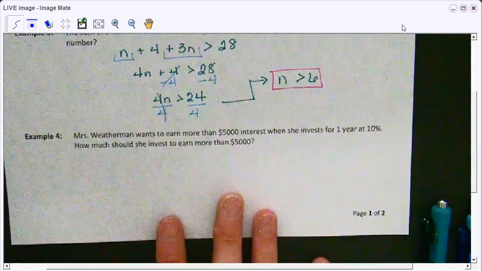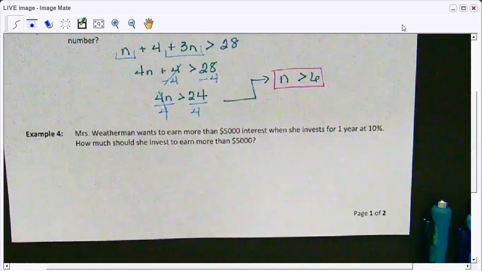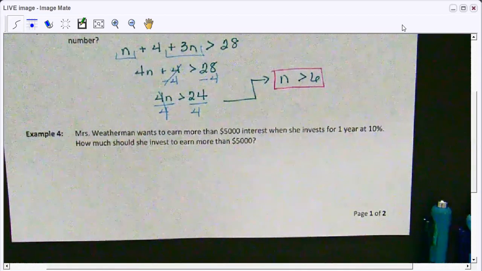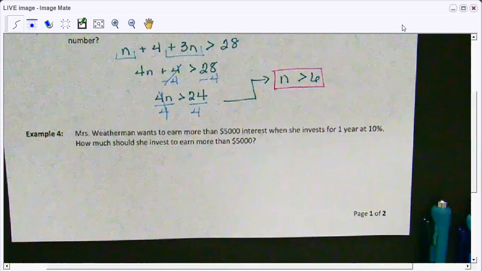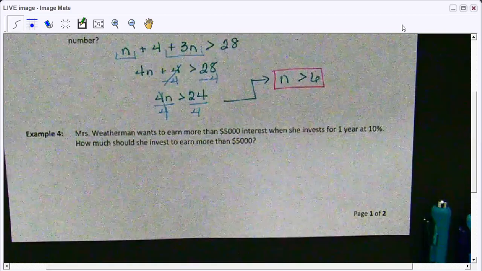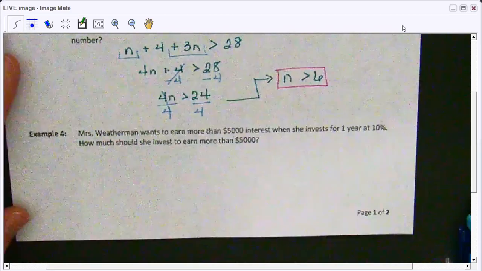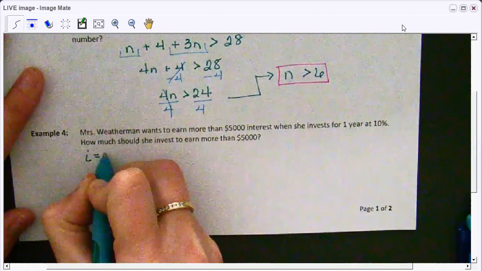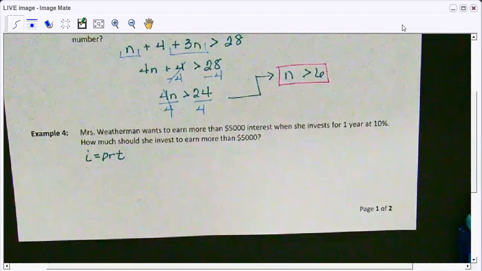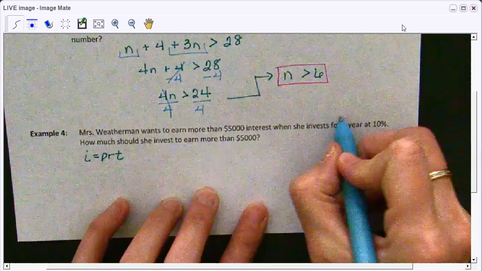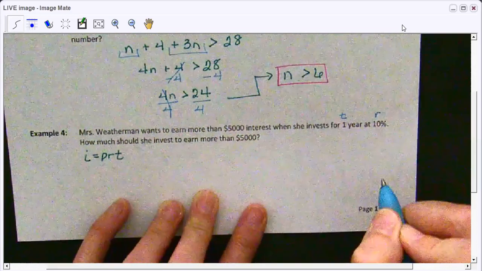All right, so this is the one that you guys were asking about earlier. Mrs. Weatherman wants to earn more than $5,000 interest when she invests for 1 year at 10%. How much should she invest to earn more than the $5,000? Okay, so we have to use the formula I equals PRT. And you have to understand the difference between principal, interest rate, and time. I think the rate and the time are the easy ones. We should know that time is in years up here.